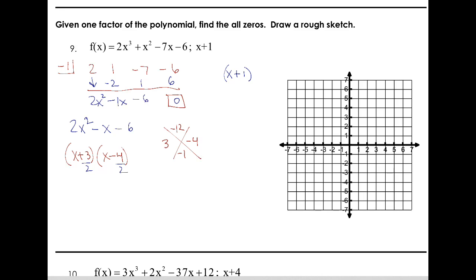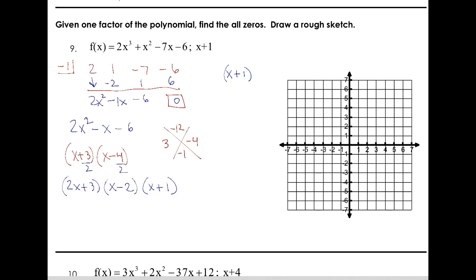So bottoms up. That would be 2x plus 3. And then that one does simplify down to x minus 2. And then if I bring my other factor down with it, then I have all my factors. But this is wanting me to graph, and it's saying find all the zeros. So how do we do that? We set all of these equal to 0 and solve them.